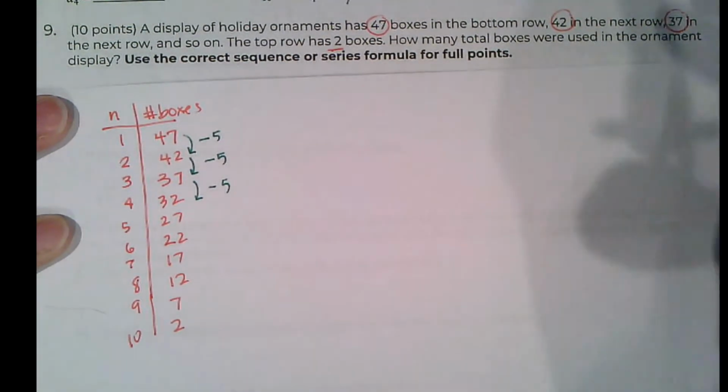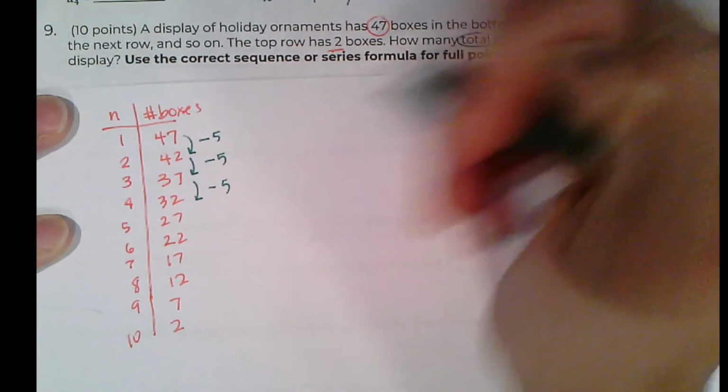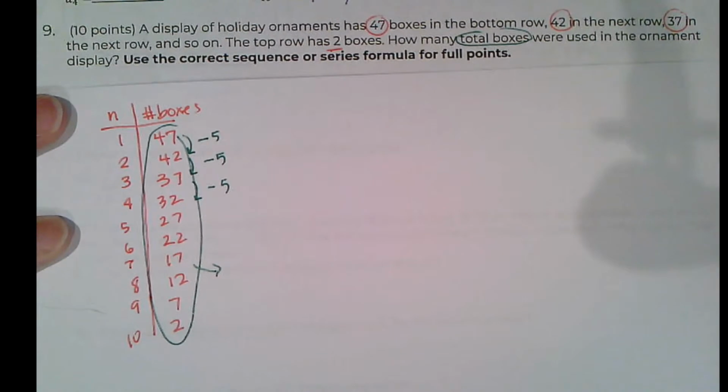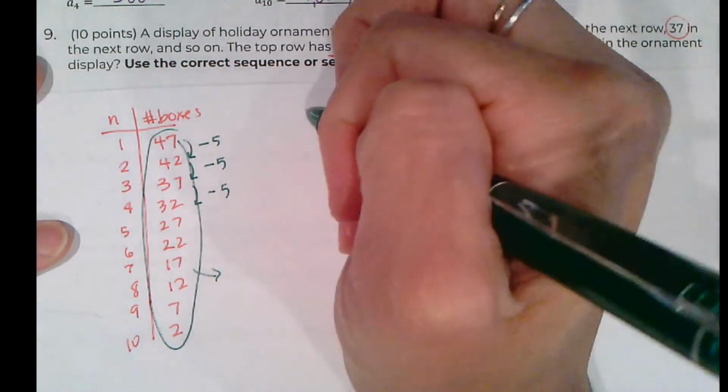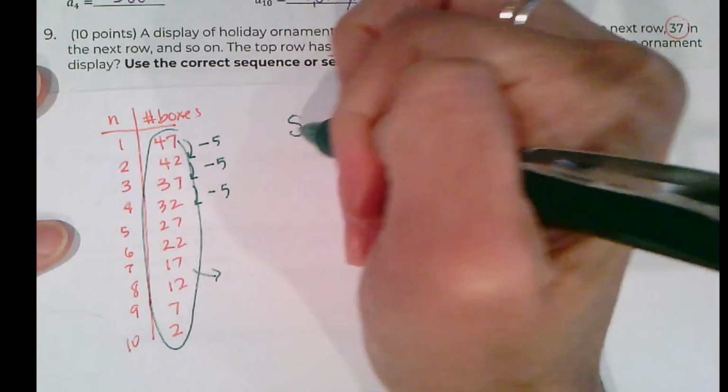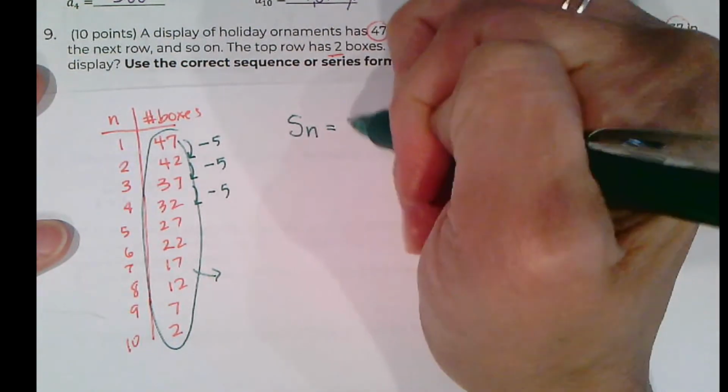The question then says, how many total boxes were used? So obviously I'm just going to add all this up, and that would give me a good number of points. But it says to use the correct notation. So if I'm doing the same adding or subtracting each time, I know I'm doing arithmetic. And we want the total, so we're going to do SN.